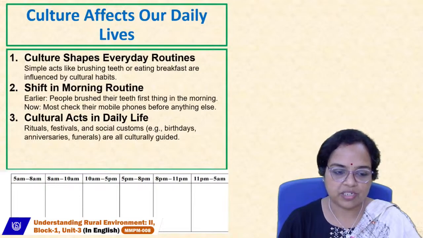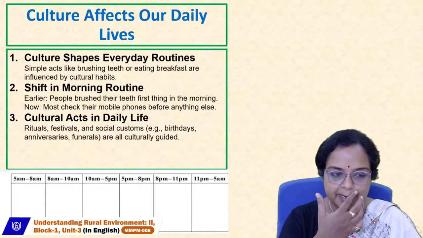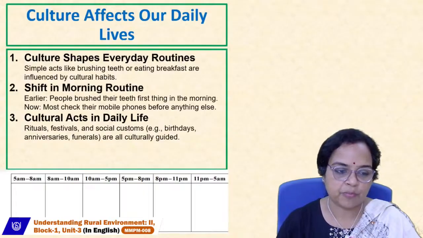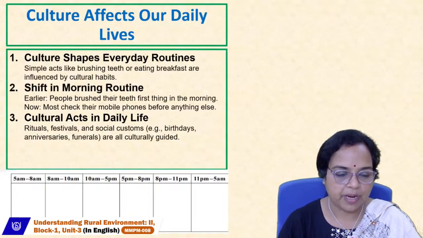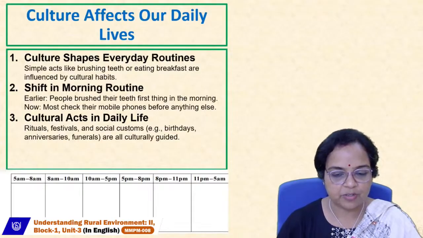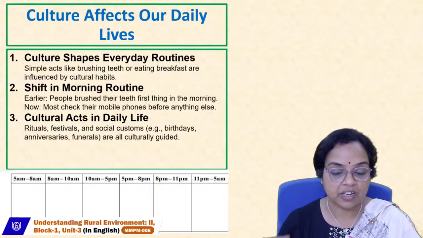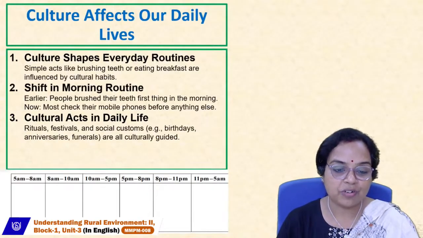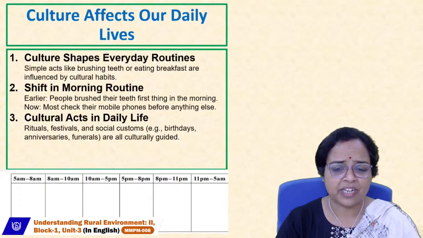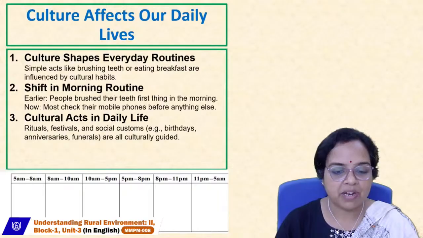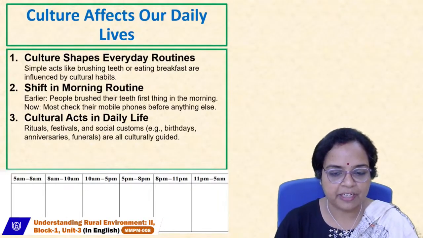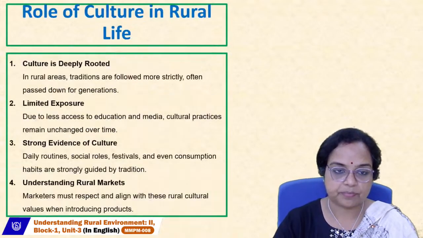You can check your own culture. You can refer to the table, like note down your daily activity from 5 a.m. to 8 a.m. Then what you do during 8 to 10, then 10 to 5. Likewise, you can note down your daily activity so that you can easily understand how your culture is impacting your individual life. So the common takeaway from this discussion: marketers who are preparing to establish their brand in the rural belt cannot avoid the cultural dimension of it.